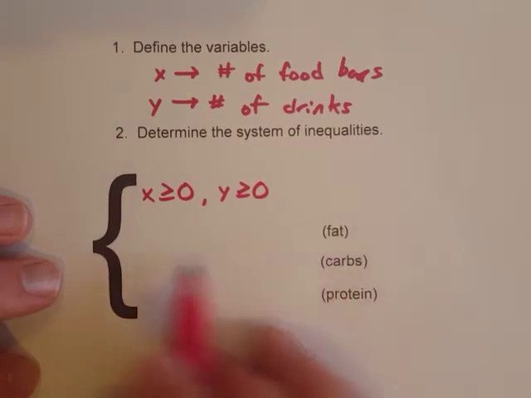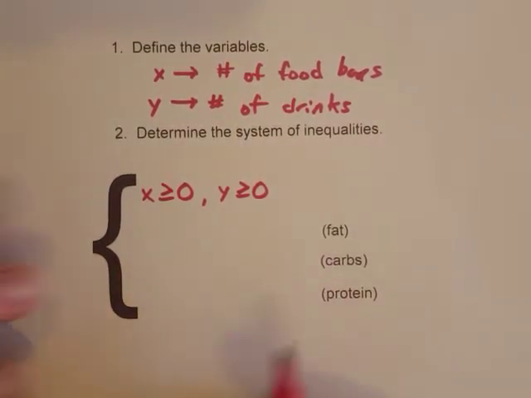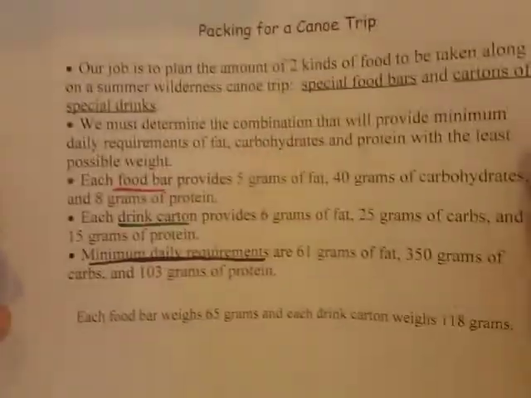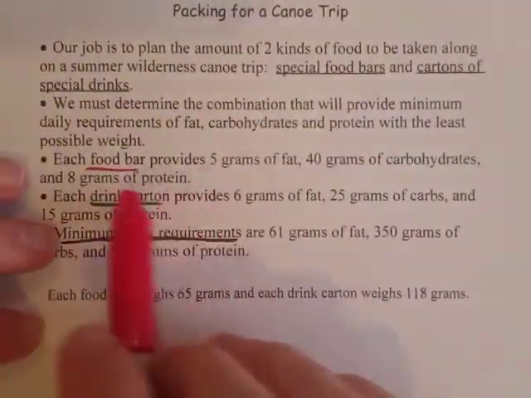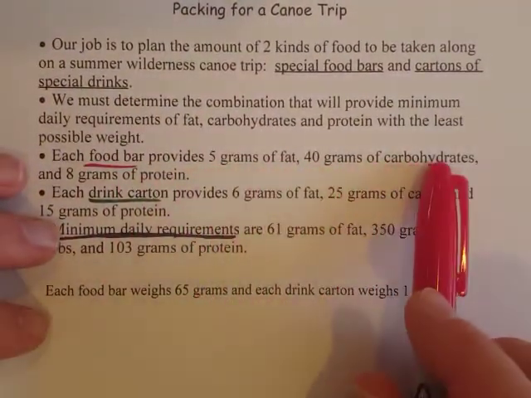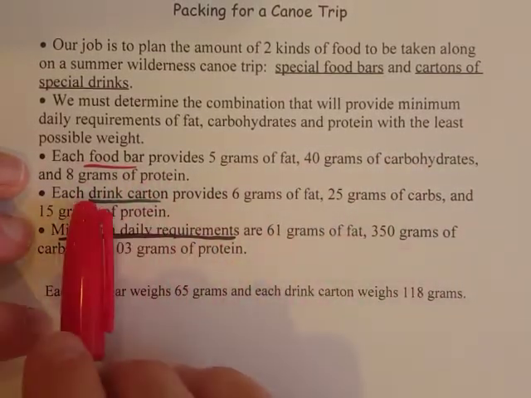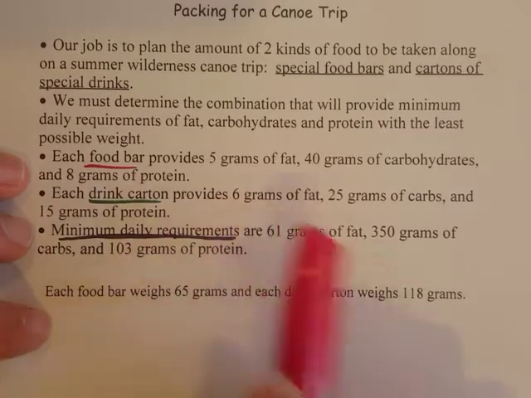Now let's look at the requirements for fat, carbs, and protein. We said on this previous page that a food bar provides certain amounts there, 5 fat, 40 carbs, 8 grams of protein, and then there are some minimum daily requirements. And so what we've got to do is put these things together.